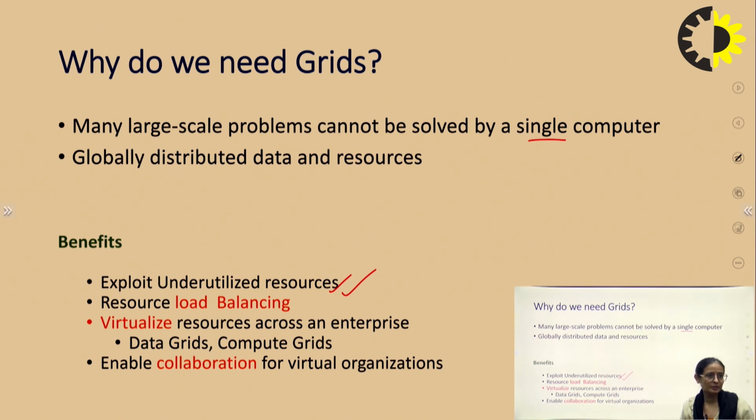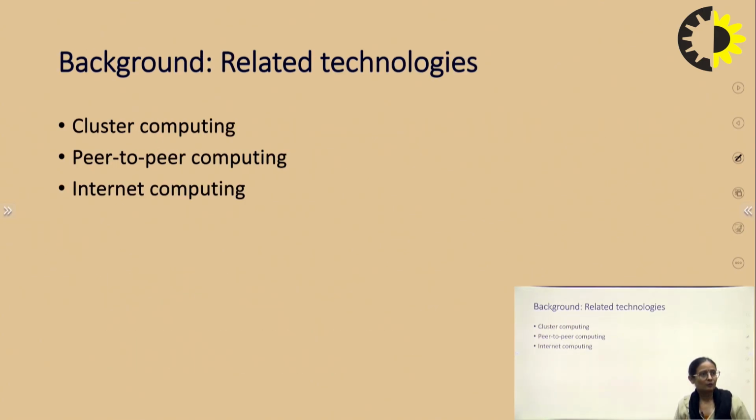Virtualize the resources across an enterprise, and when we virtualize the resources across an enterprise, we come across data grids and compute grids. It enables collaboration for virtual organizations. What are the technologies behind grid computing? The very first is cluster computing, then peer-to-peer and internet.